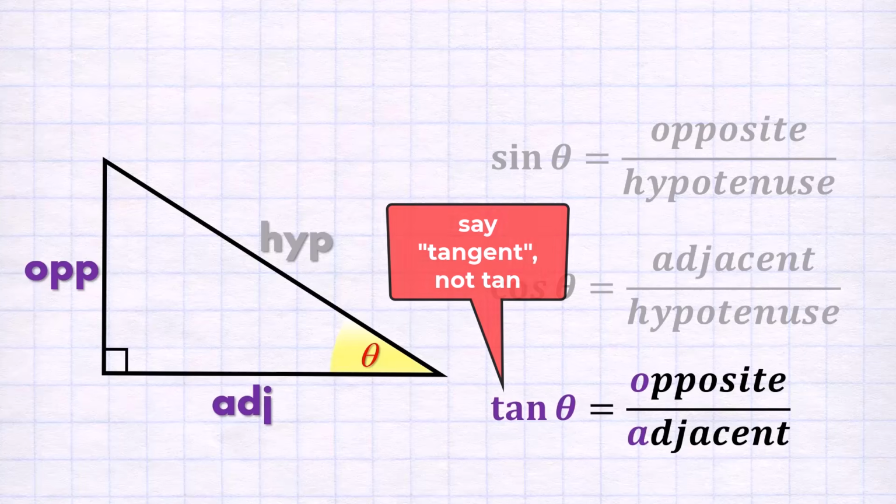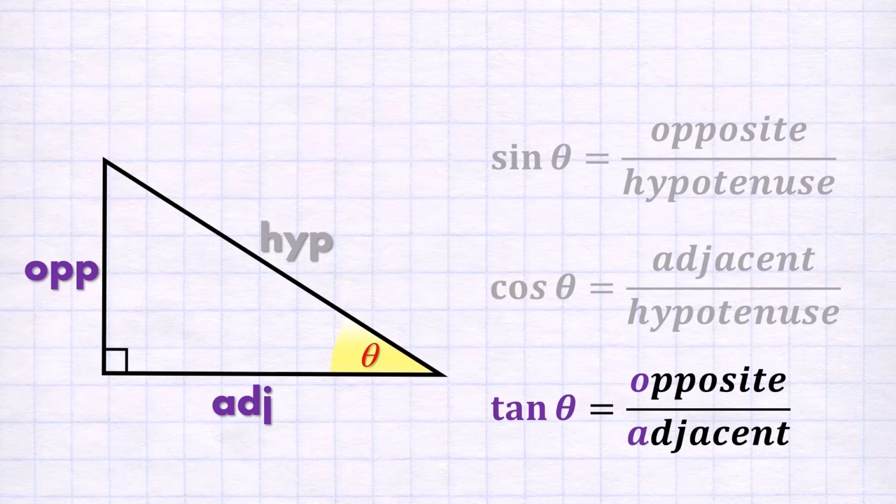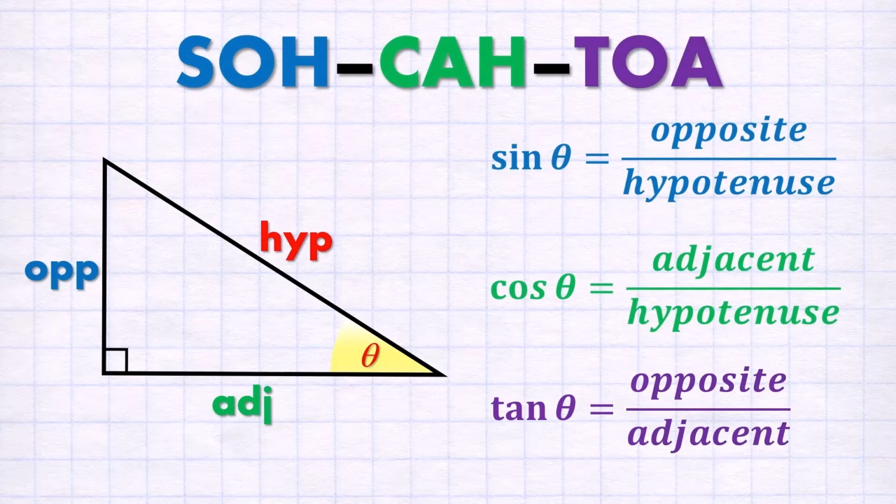Now, to help you remember all these, there's an acronym that a lot of people use, and it is SOHCAHTOA. So, that is sine is opposite over hypotenuse, cosine is adjacent over hypotenuse, and tangent is opposite over adjacent.